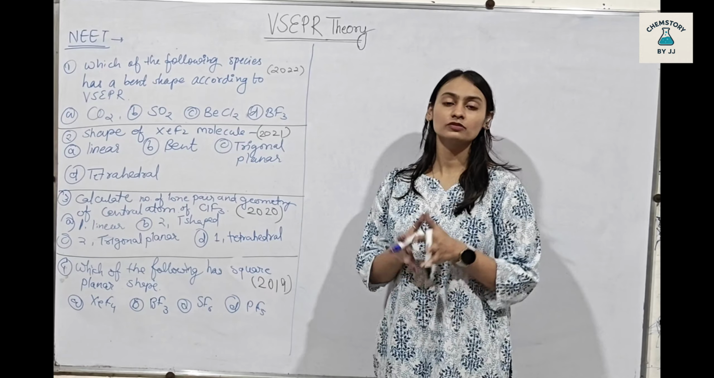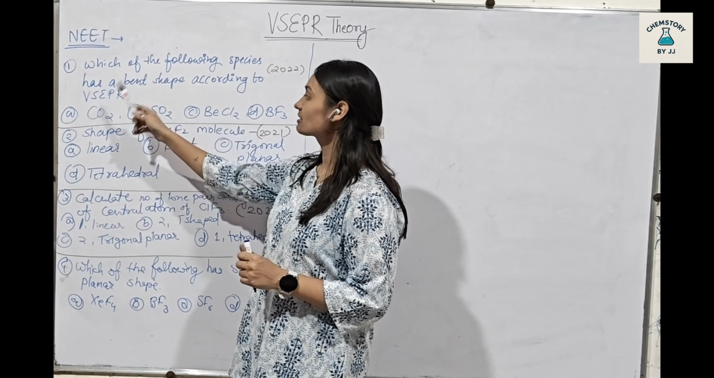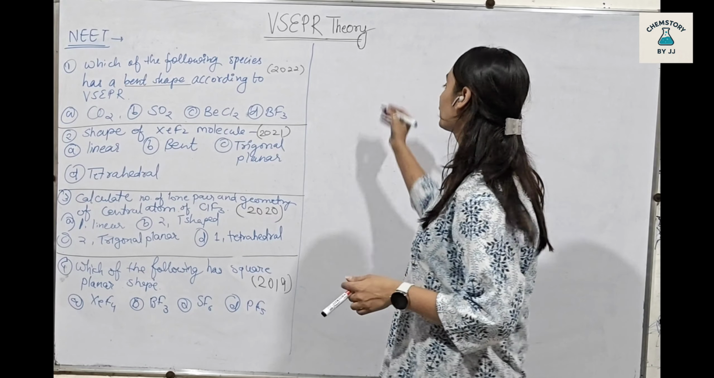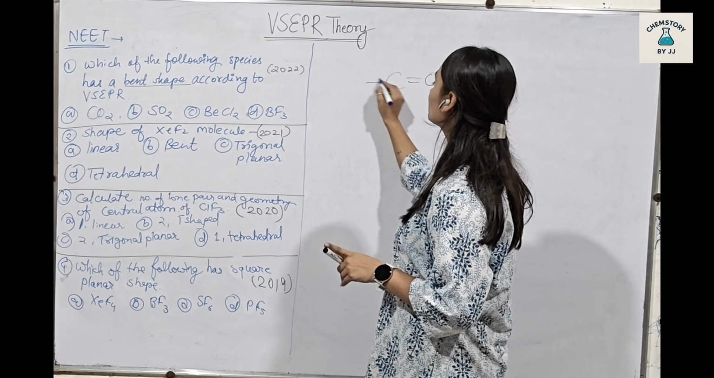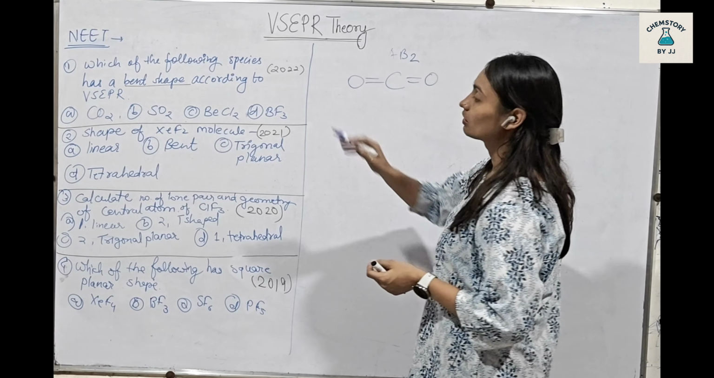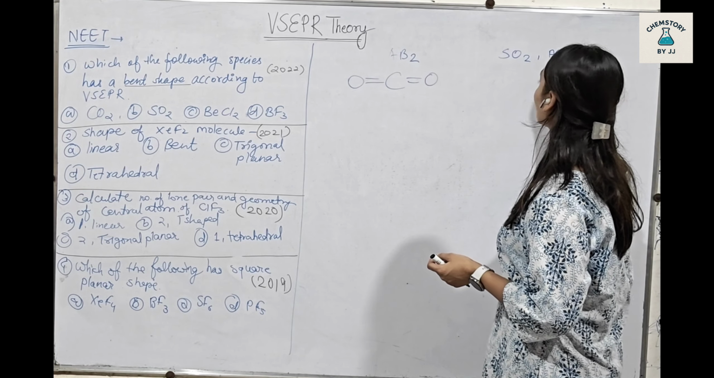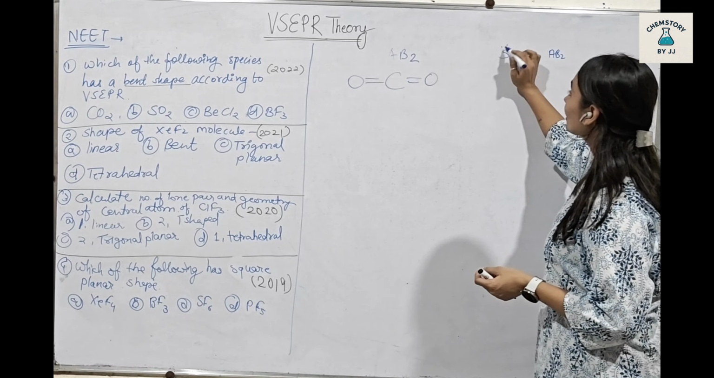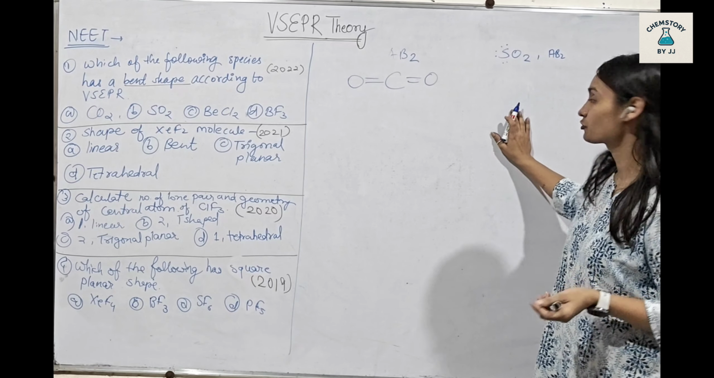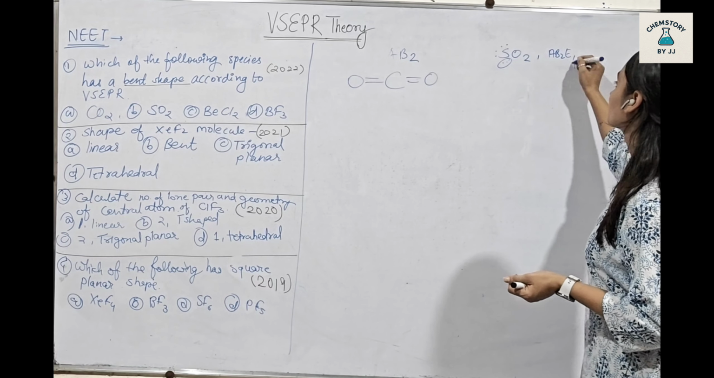That's it. Now we're going to solve some questions from previous year NEET. See, the first question is, which of the following species has a bent shape according to VSEPR? See, at first we know this very well, carbon dioxide forms bonds like this and has zero lone pairs, right? It is AB2 form. Similarly, SO2 also has AB2 form, but remember this, sulfur has six valence electrons and two electrons form a lone pair, right?